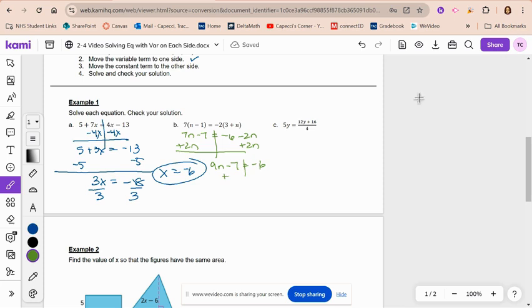Again, there's my wall. I'm going to add 7 to both sides. I have 9n is equal to 1. And again, my last step is divide both sides by 9. So I have n is equal to 1/9. Final answer.